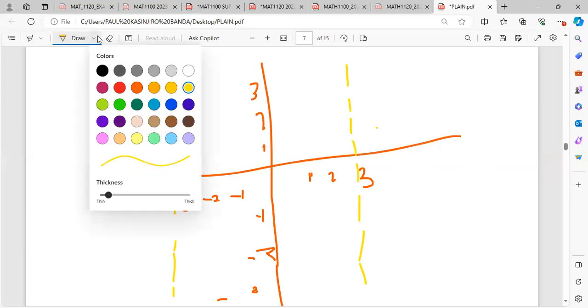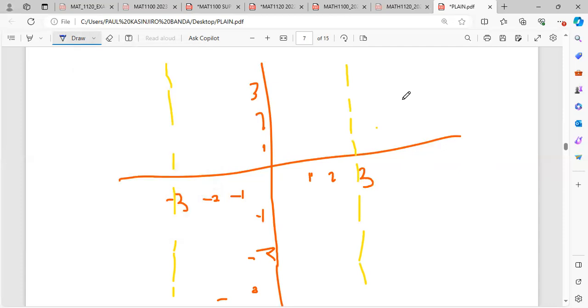Then where did we find our horizontal asymptote to be? Okay, our horizontal asymptote was 0. Okay, so meaning just above this line here, you can plot your horizontal asymptote, even below. Okay, whatever is best for you.